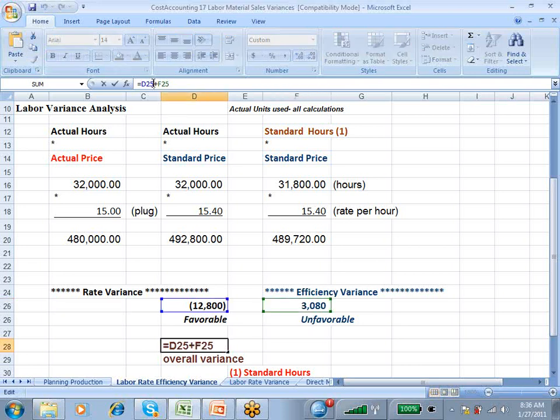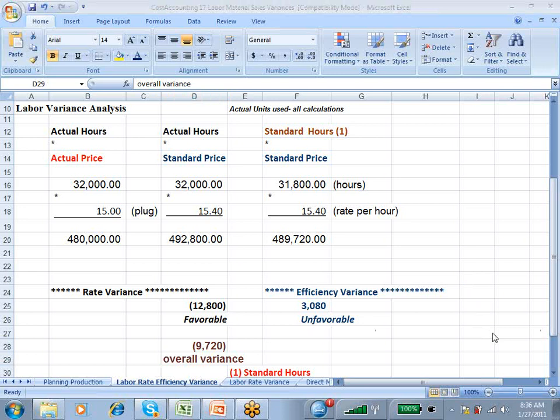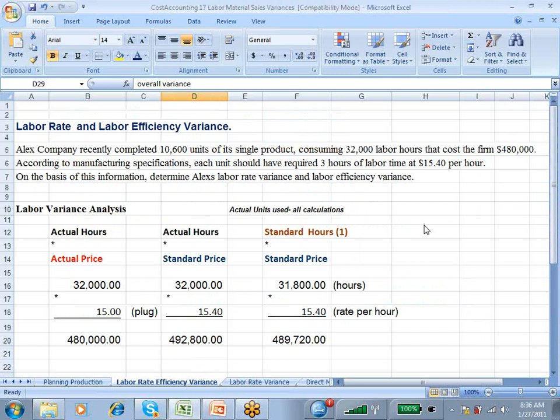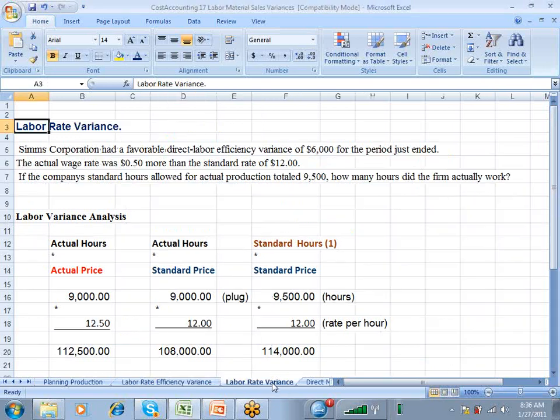We net the two variances together by adding them, and we end up with an overall variance that's favorable because with expenses you want a negative number, a lower number, and so overall we have a favorable variance. So that is a discussion of, we go back up to the top, labor rate and labor efficiency. Let's go on to a next problem.